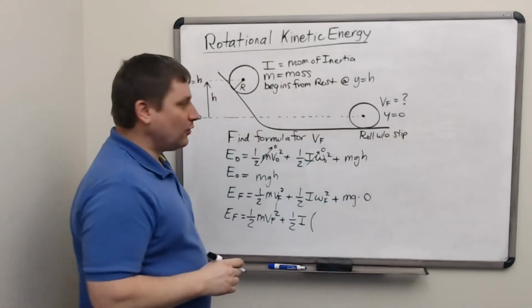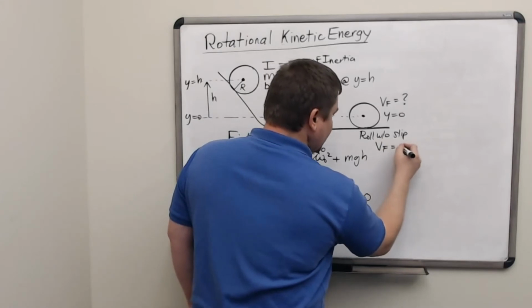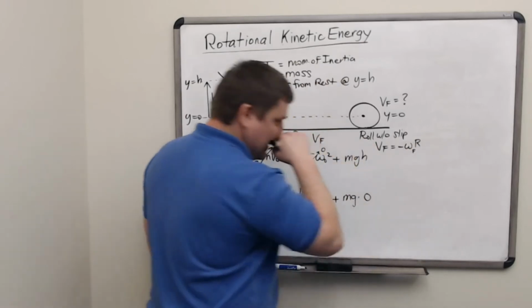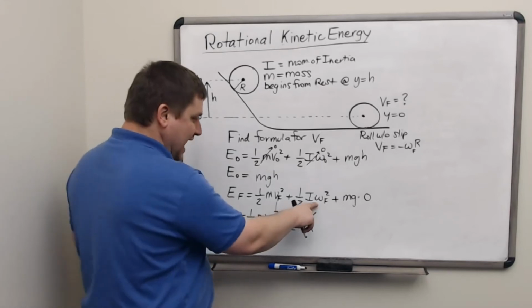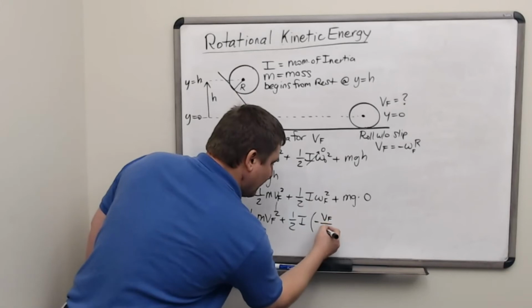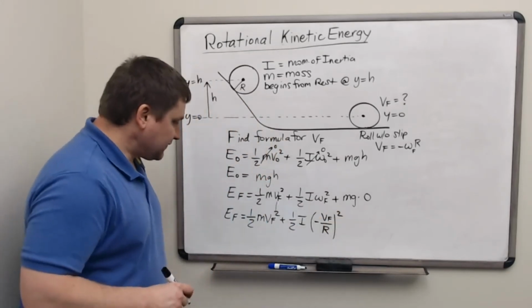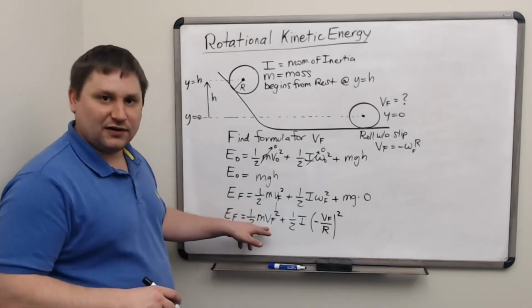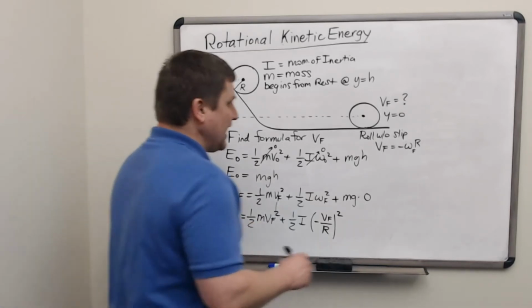For this object to roll without slipping, we know that the final velocity must be equal to minus the angular velocity at the final situation multiplied by the radius of the object. So here, since we have omega f, we will plug in minus vf over r squared. This reduces the complexity of our equation because now it only depends on the final linear velocity. We can simplify this one more time.